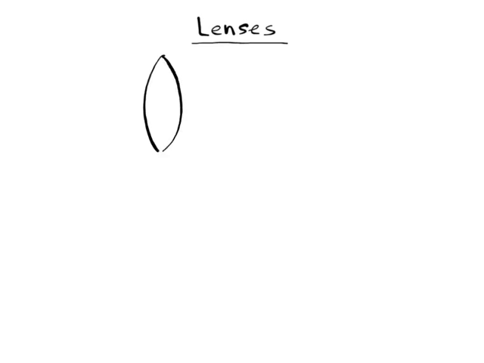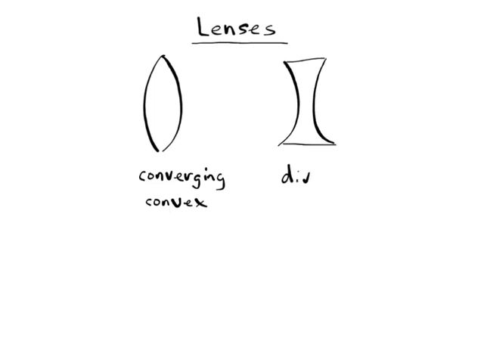A lens that looks like this is known as a converging lens, or also a convex lens. A lens that looks like this is called a diverging lens, also known as concave. Now here's the big difference between the two. Converging lenses are called convex. Converging mirrors are called concave. Diverging lenses are called concave, and diverging mirrors are called convex. What the mirrors and the lenses do comes from the converging and diverging part. The convex and concave come from the shape.